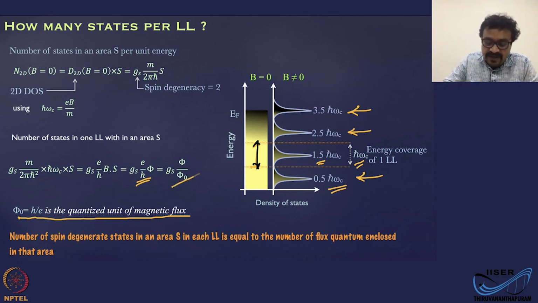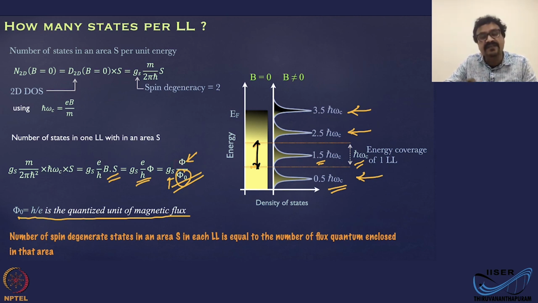So we can rewrite this as Gs, the spin degeneracy, times B times S, which gives you the phi term, the total flux, divided by phi 0, the h by e term, that is the fundamental unit of magnetic flux. So now in this case the spin degeneracy is also involved. So this is the number of spin degenerate states in an area S in each Landau level. This is for one Landau level, and you see that it is the same for all the Landau levels. It doesn't have any reference to the Landau level index here.